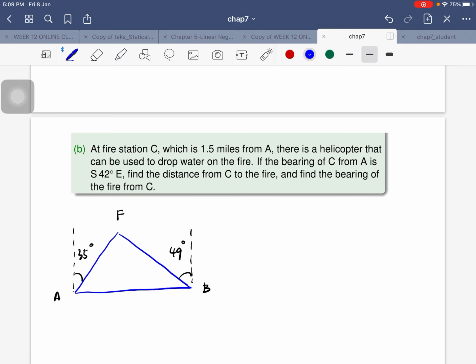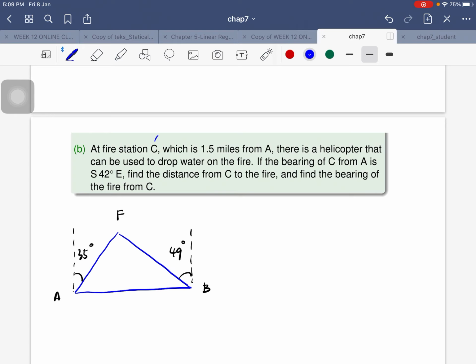It says that at fire station B, it turns out there's another fire station. In this case, it's going to be known as C. It is 1.5 miles from A. So from A, the position is going to be 1.5 miles. There is a helicopter that can be used to drop water on the fire. So we're going to put out the fire by using the helicopter from fire station C.